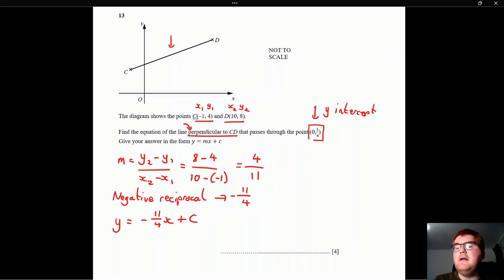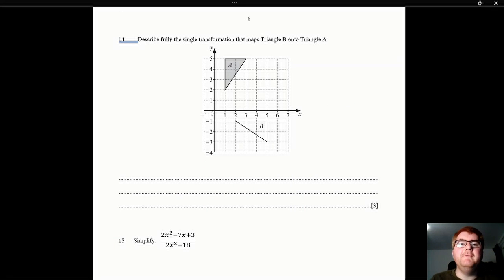Because x is 0 and y is a quarter. That is the y-intercept. So we can just replace the c here with a quarter and we have the answer. y equals minus 11 over 4x plus a quarter. I'm trying to teach you these key exam skills. This could have saved you 1 minute or 2 minutes in the exam that could have made the difference to get other marks elsewhere. Okay, and on to question 14 here.